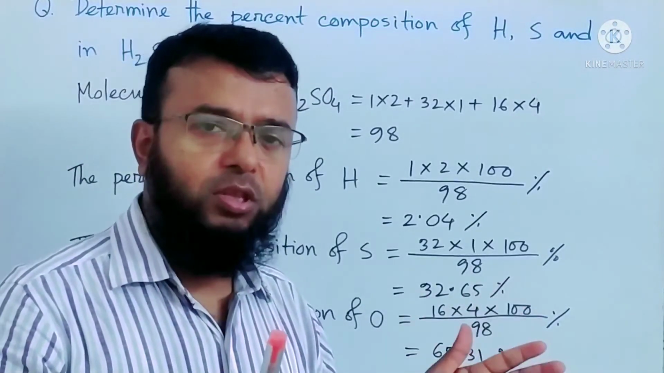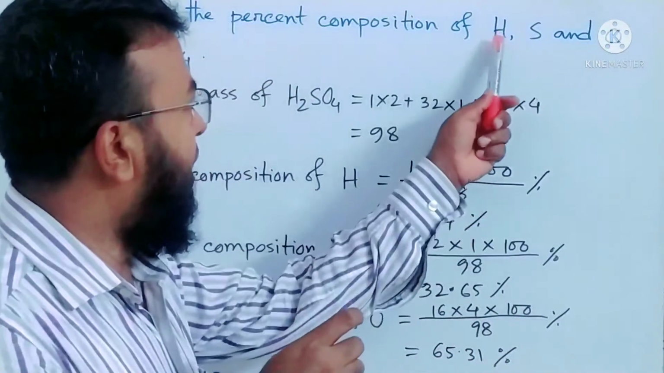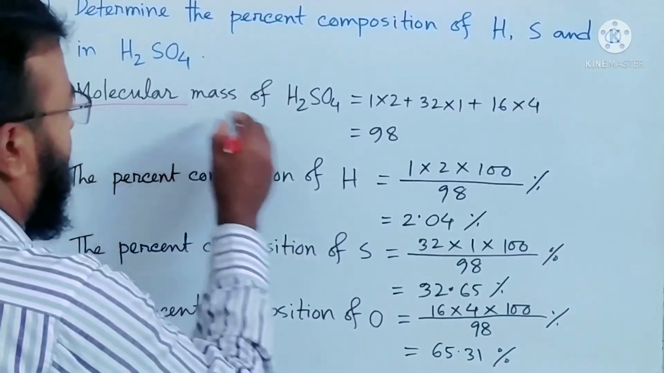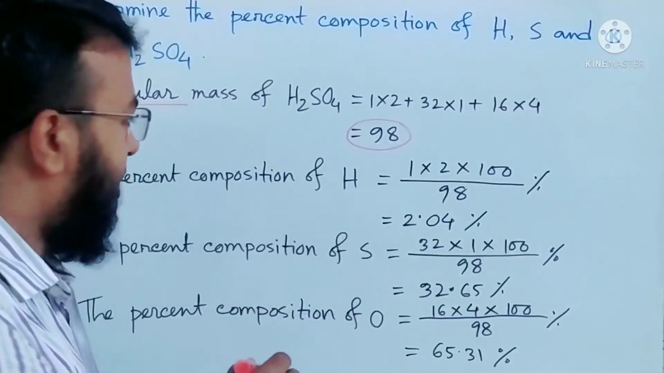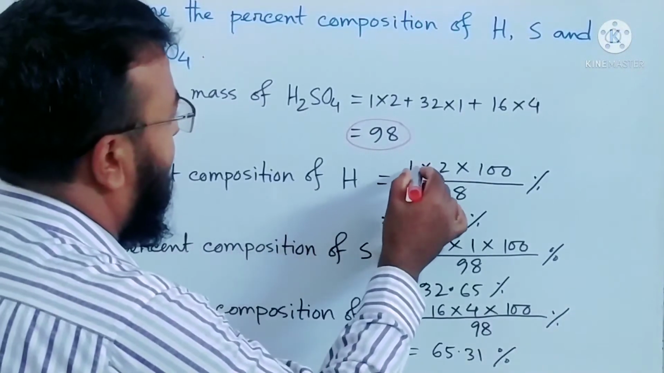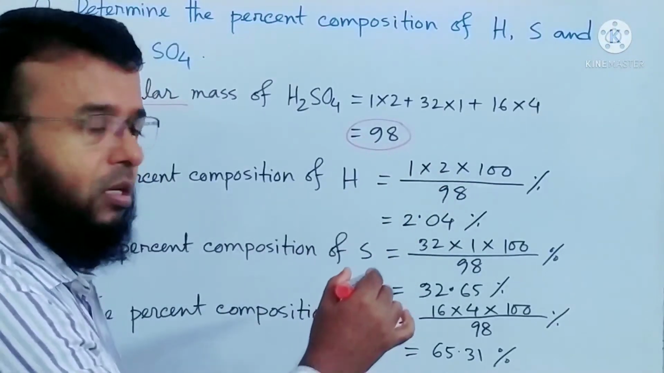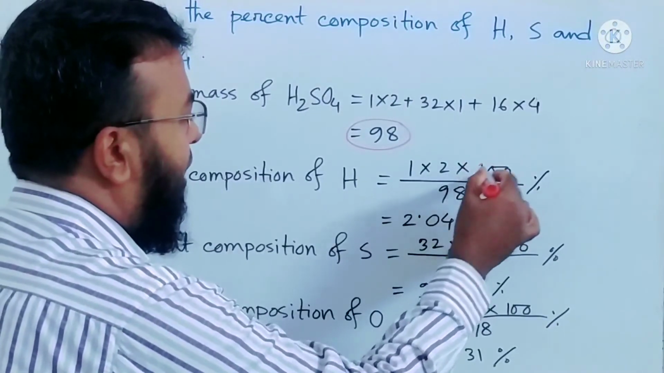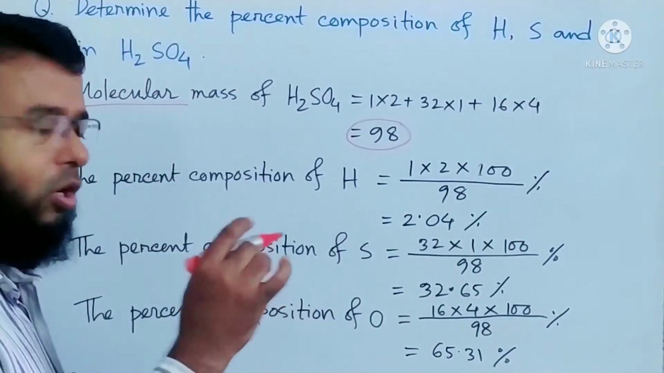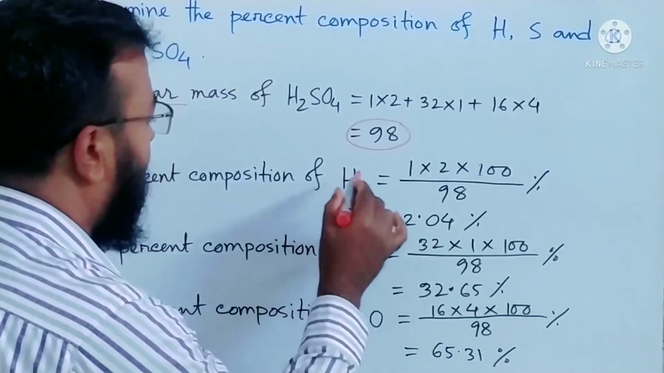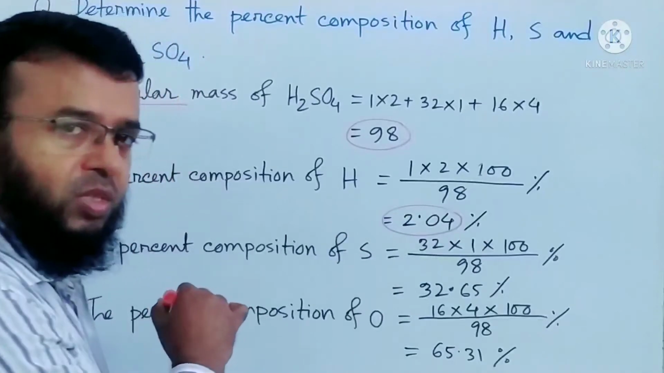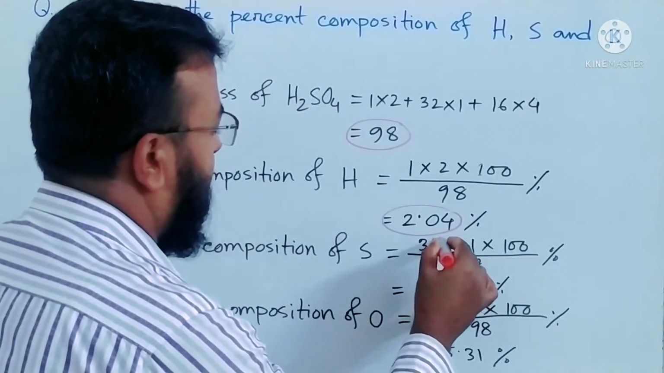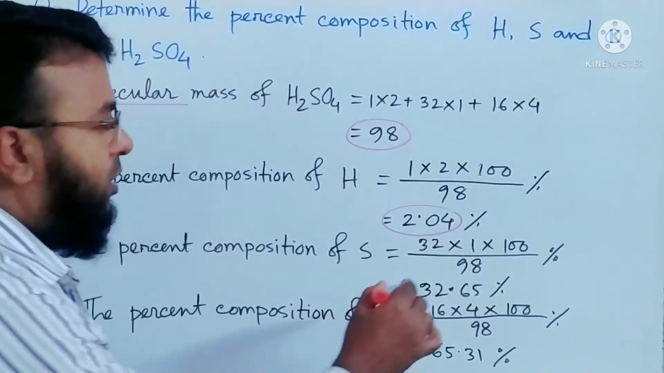Okay, now all of you see that how to determine the percent composition of elements in a compound. I have given the compound sulfuric acid and the elements are hydrogen, sulfur and oxygen. So in this case we have to find out the molecular mass first. We have got it is 98. Now there is a formula. So for hydrogen we see that atomic mass of hydrogen is 1, number of hydrogen atoms is 2, then it is multiplied by 100 and then divided by molecular mass, then we will get the percentage composition of hydrogen, that is 2.04%.